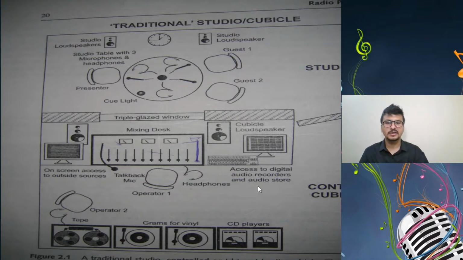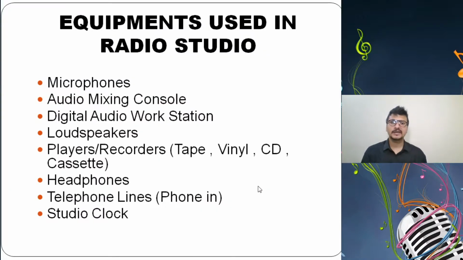So, the equipment used in the radio studio. These are a few of the equipment that are used in the radio studio. The first one is microphones, which are used to record the voice. That is unidirectional, bidirectional, and omnidirectional. In the studio, the unidirectional mics are mostly used. So microphones, and again coming to the audio mixing console.